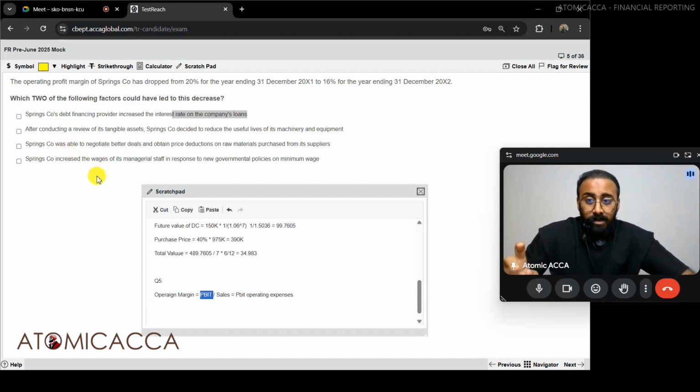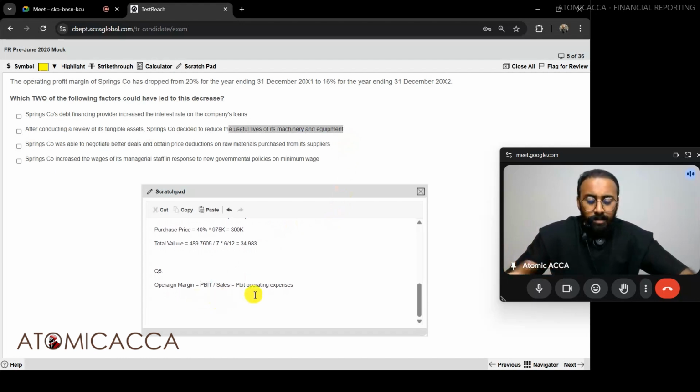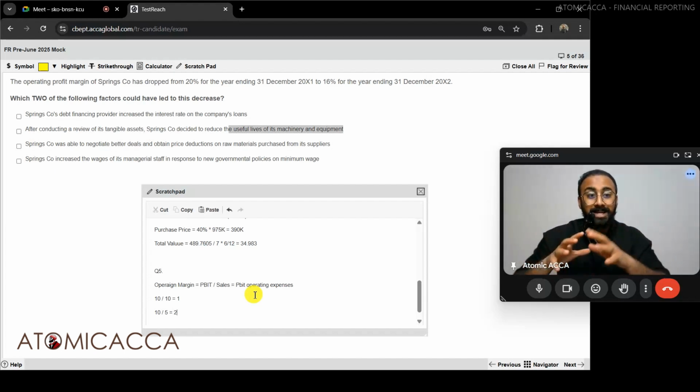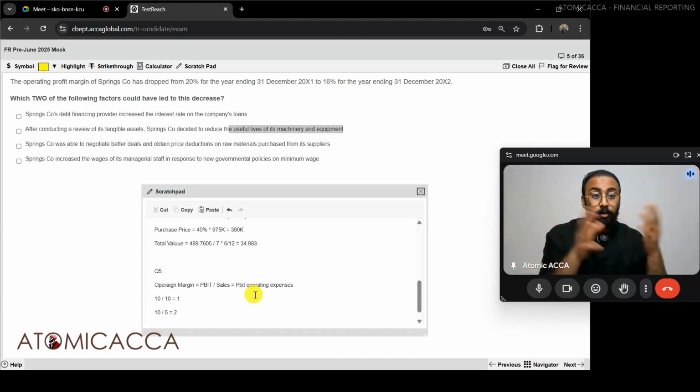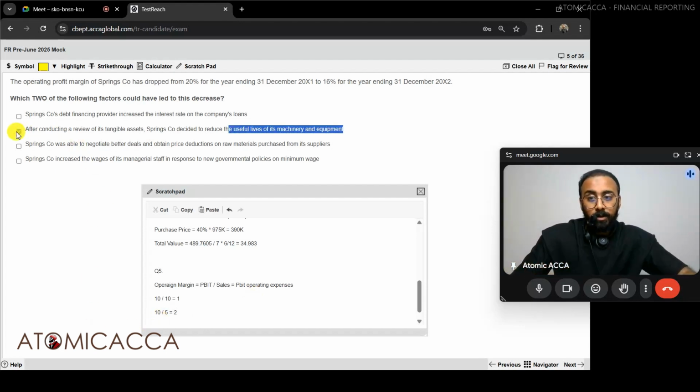Next one. After conducting a review of its tangible assets, Springs company decided to reduce the useful life of machinery and equipment. What happens when life is reduced? Let's consider an example. Let's say I have an asset of 10 million and that is having a 10-year life, what will be annual depreciation? 1 million. But what if I decide to reduce the life and make it 5 years? What will be my annual depreciation? 2 million. So what has happened over here? When life goes down, depreciation goes up. Depreciation goes up means operating expense goes up. When operating expense goes up, PBIT will fall down, which means operating margin will fall down. So option B is one of your answers.